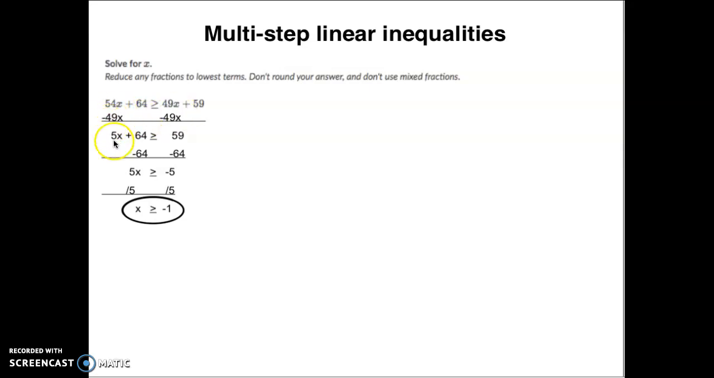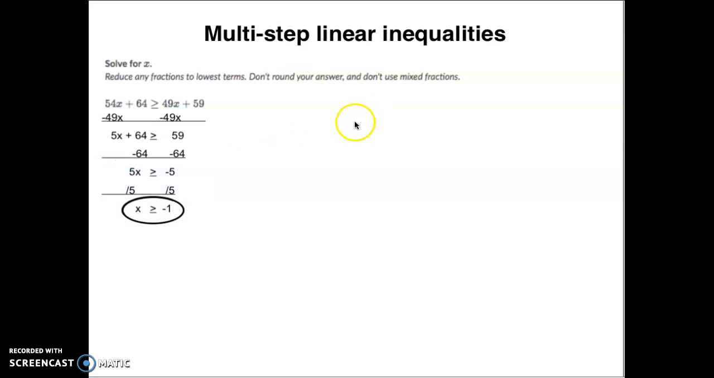So subtract 49x to get my x's on the left side. Then I would subtract 64 to get my numbers on the right side. I divide by the number in front of the x, divide by 5, so I get x is greater than -1. You'll notice the inequality sign here stayed the same the entire time, and the reason it stayed the same actually came from this last step right here. I multiplied or divided by a positive number. If in the last step you multiply or divide by a positive, then your inequality sign will stay the same.